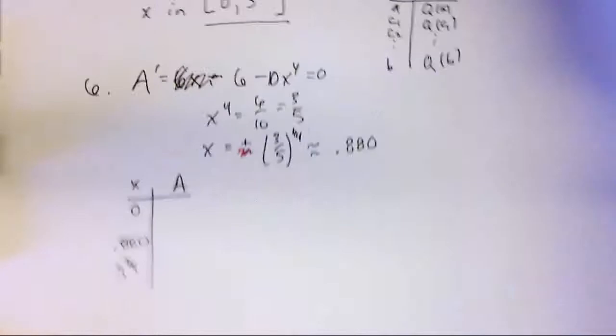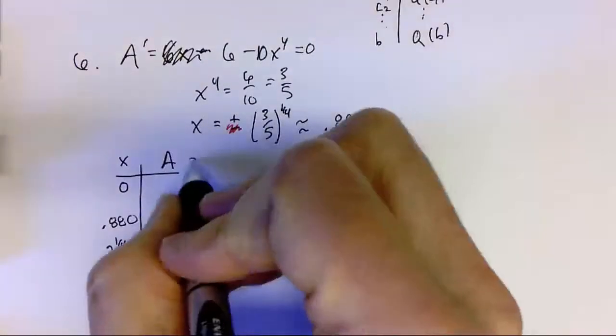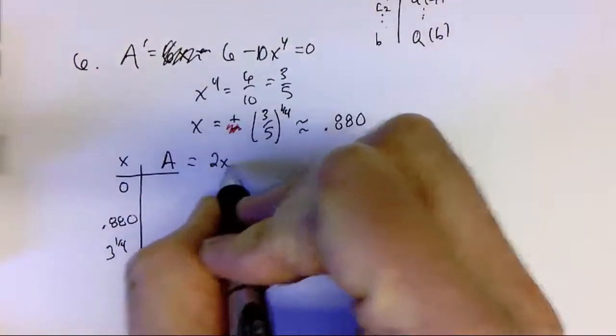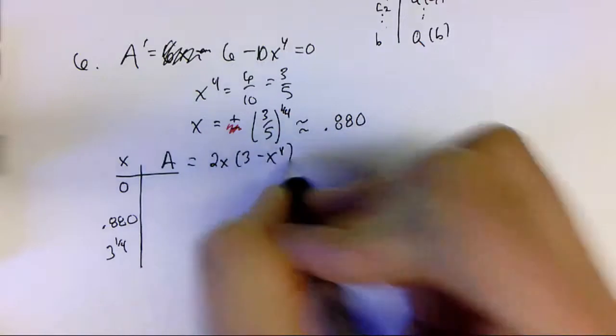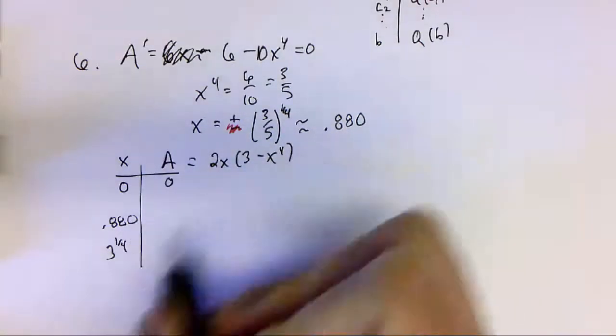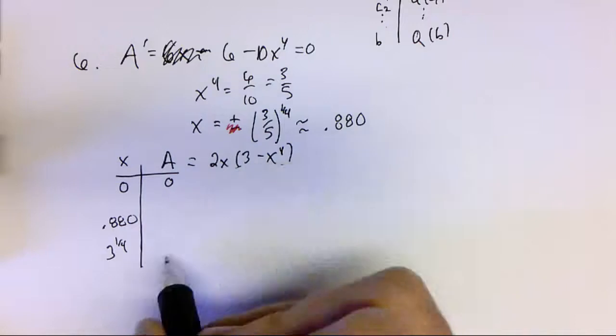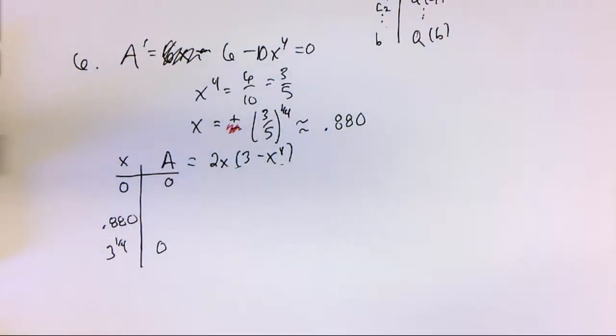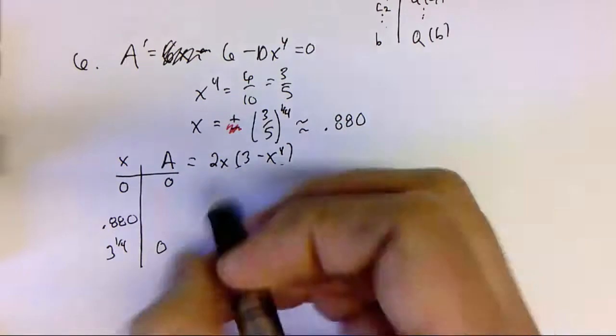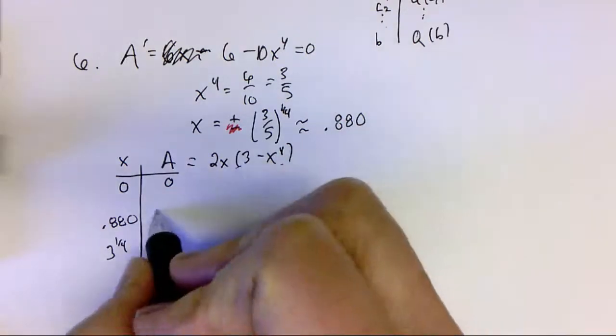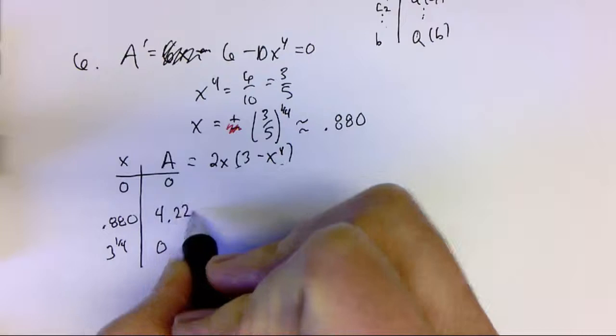What is my original function? Well, let's look at it as 2x times 3 minus x to the fourth. If I plug in 0, I obviously get 0. If I plug in 3 to the 1/4, this term is 0, so I get 0. So the absolute max is going to have to be here at 0.880. And if I plug that into my function for A, I get about 4.225.